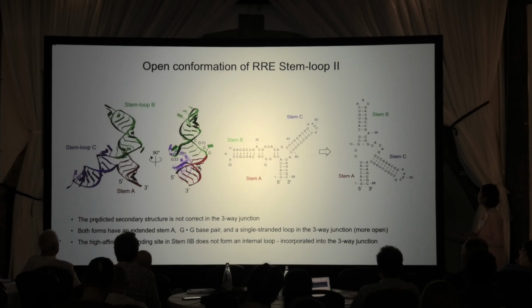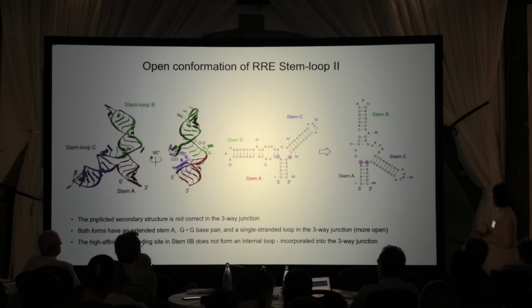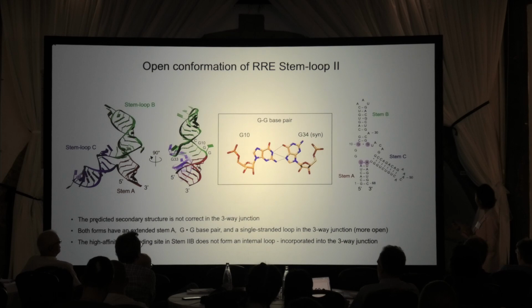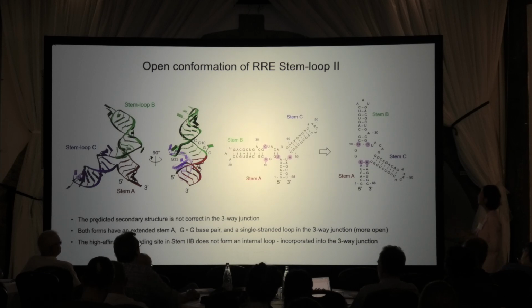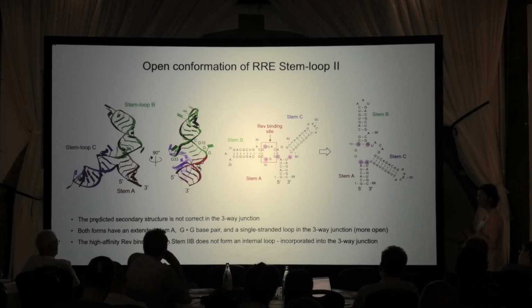Okay, so when we look at the open conformation first, we see the predicted secondary structure is not correct. So what happened is this new predicted UA base pair does not form, and this new base pair is with this A instead of that A, forming a UA base pair. So stem A is extended by one base pair. Also, this G and G form a purine-purine base pair. And we can see that one of the three bases flipped to the syn conformation. And the rest of the nucleotides are all single stranded. So this predicted GC base pair does not form, and thus this upper junction is more open compared to the other form. So what we can tell is that the high affinity Rev binding site in stem loop 2B does not form internally. So instead, it is incorporated into the 3-way junction.